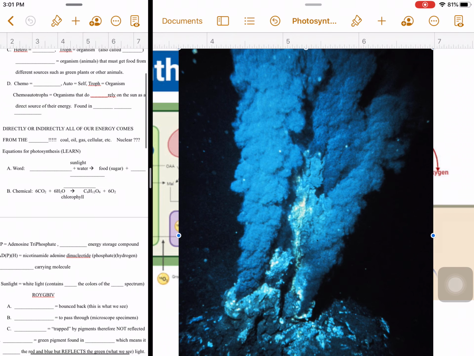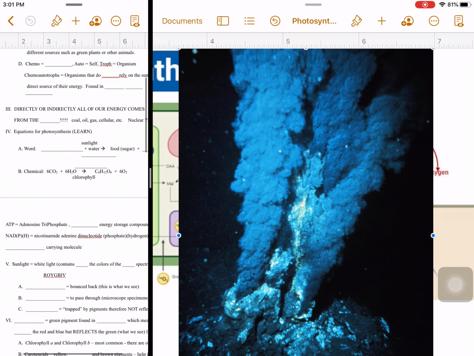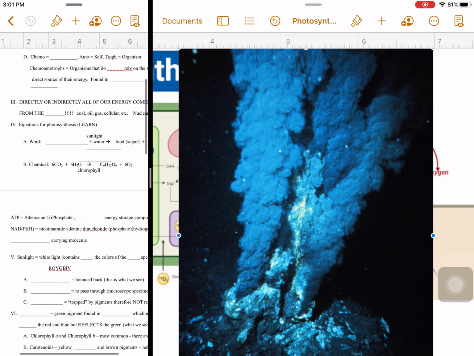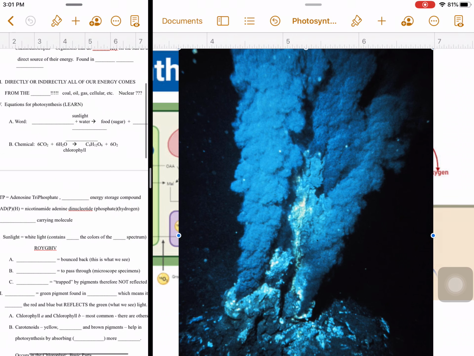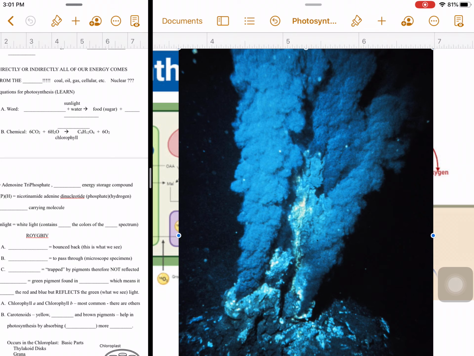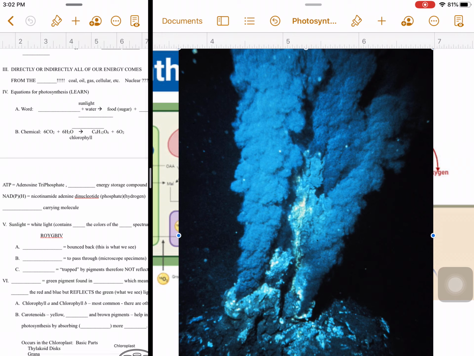Directly or indirectly, all of our energy comes from the sun. And again, chemoautotrophs are an example of an exception to that, even indirectly. Most of the energy that we're talking about here is coal, oil, gas, or cellular energy. And nuclear is off to the side because while the atoms that make up the reactions that do the nuclear energy might have come from stardust a long time ago, it's not directly linked to our sun.